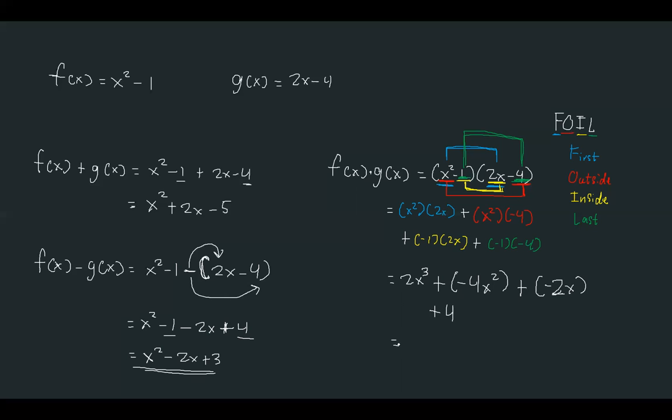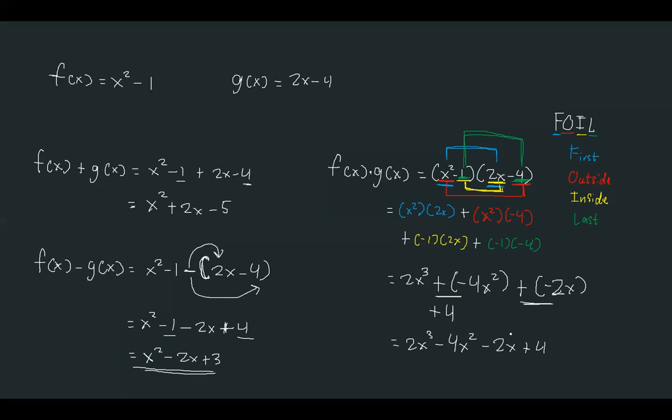So now, what we're going to do here is simply change the sign. Since this one is negative, therefore, we're going to have 2x cubed minus 4x squared. Same thing here. We have an addition operation, and then we have a negative answer here. So this would be negative 2x. And for this one, we're just going to leave it as it is, plus 4. So this could be your final answer.